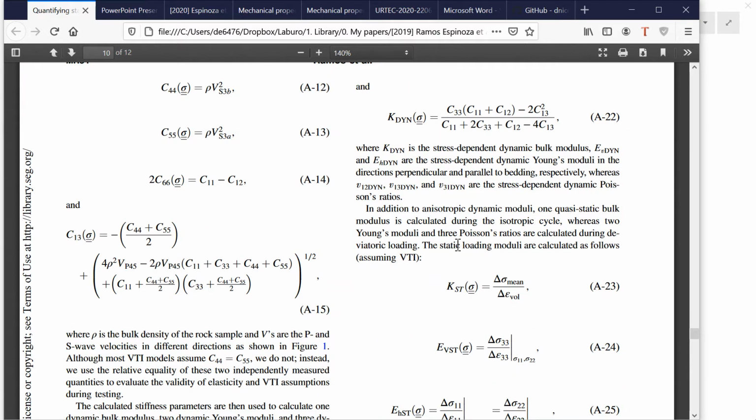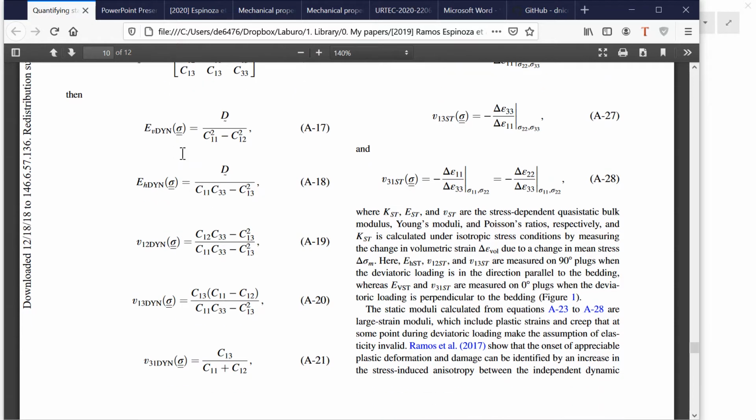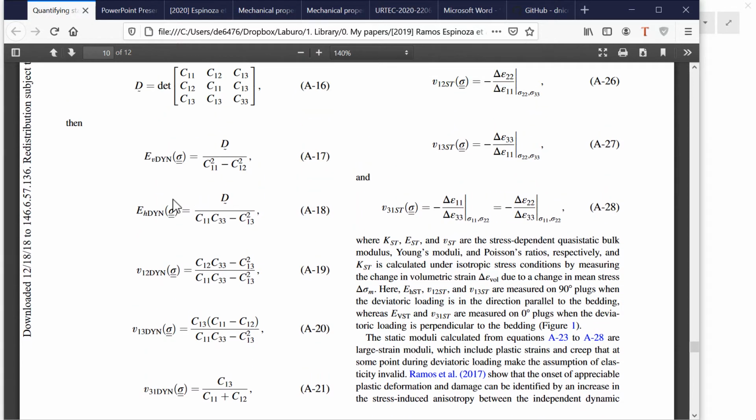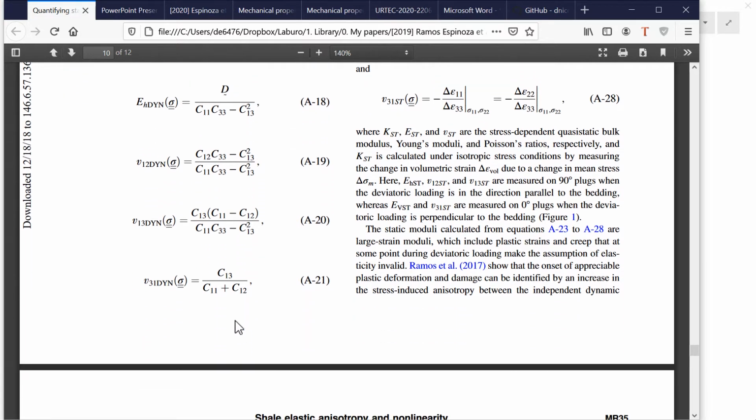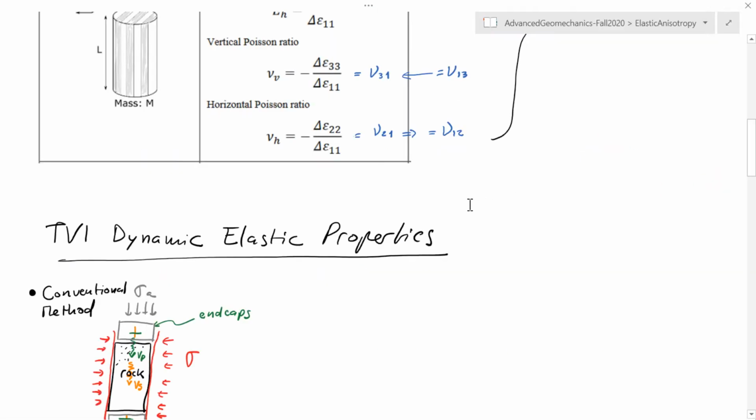As soon as you invert the matrix, let me find the equations, you can obtain, like you see over here, the dynamic Young modulus as a function of the stiffness coefficients, or you can do the opposite, calculate the stiffness coefficients out of the dynamic moduli. Again, this is just math, and it's not difficult to do, and I'll provide the references so you can find these equations. All right.